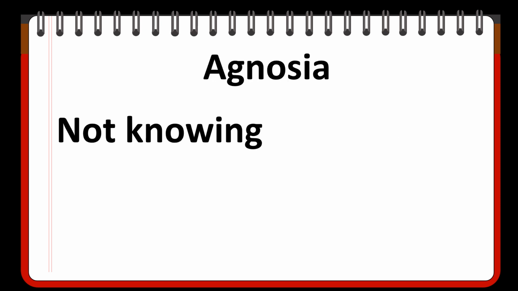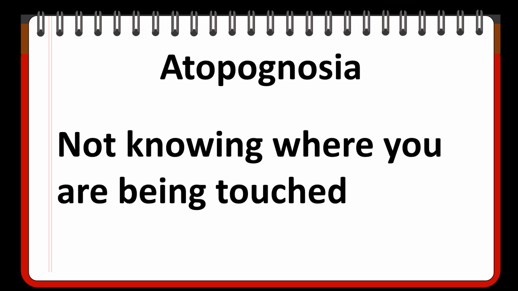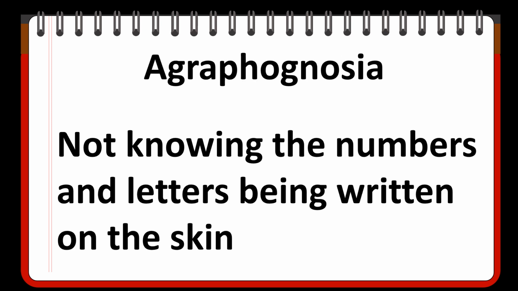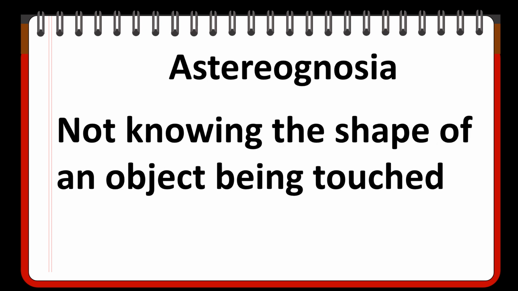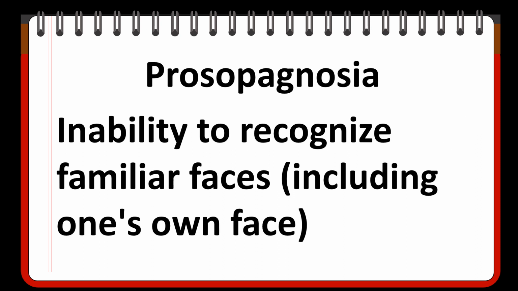Agnosia means not knowing. Atopognosia, not knowing where you are being touched. Agraphognosia, not knowing the number or letter being written on your skin. Anosognosia, not knowing you are sick when you are. Astereognosis, not knowing the shape of an object being touched by you. Prosopagnosia, inability to recognize familiar faces, including your own.